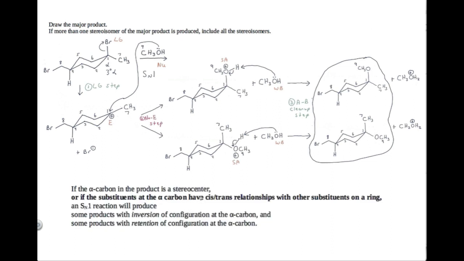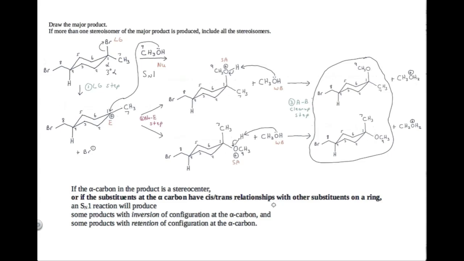So here's an updated version of the stereochemistry rule that we learned for SN1. The upshot here is that SN1 can produce two products not only when the alpha carbon is a stereocenter, but also when we have a ring with cis-trans relationships, even when the alpha carbon is not a stereocenter.